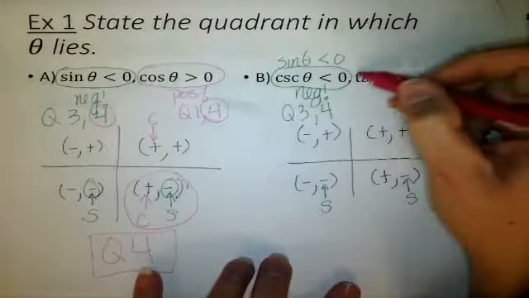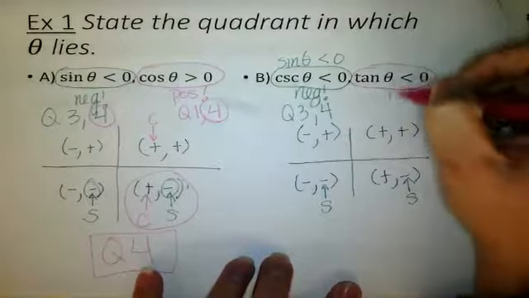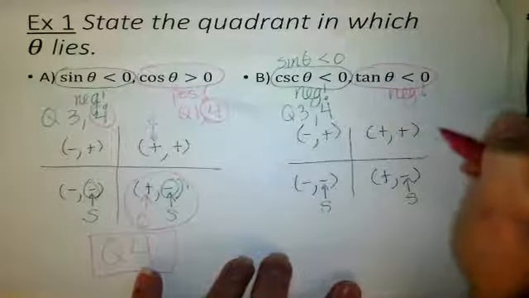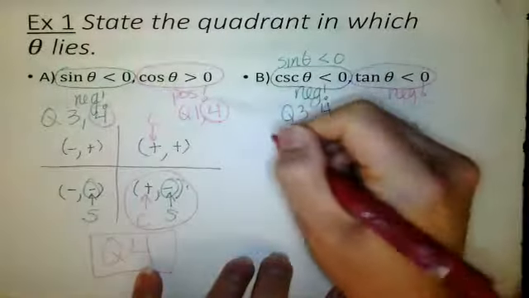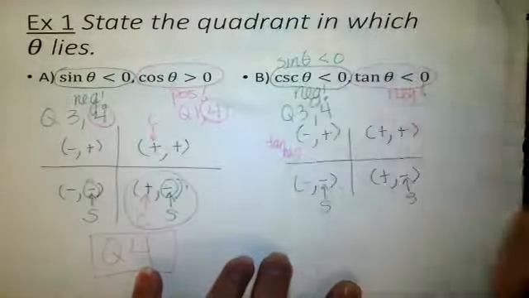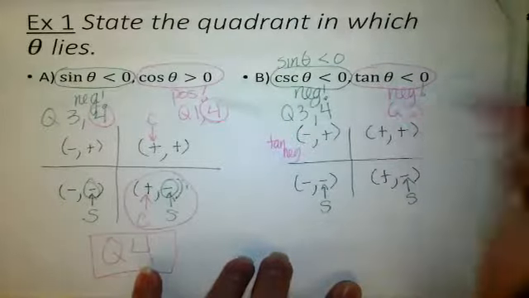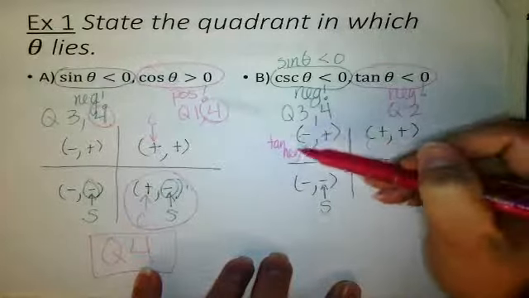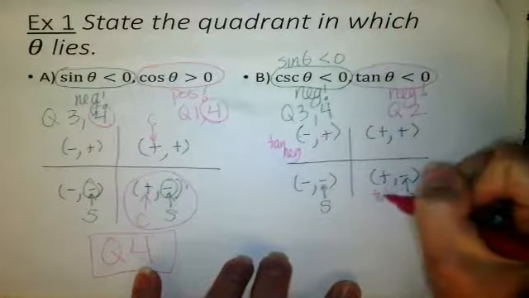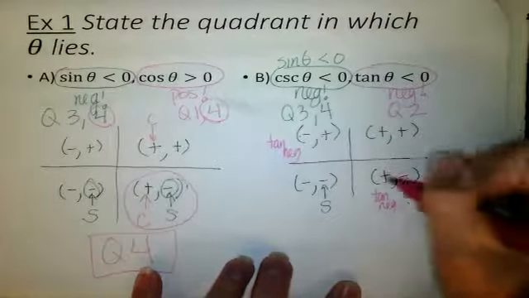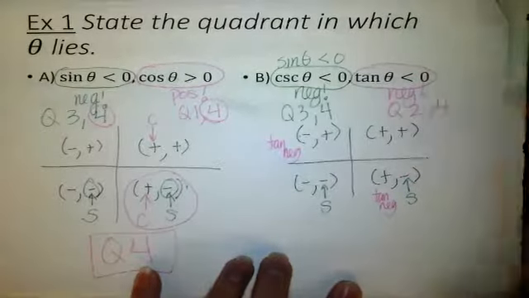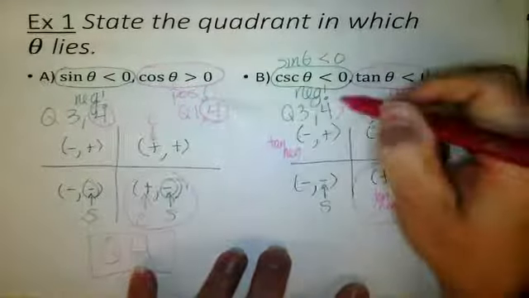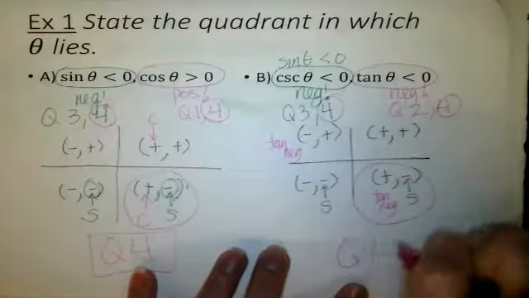All right, what about tangent? Where is tangent less than 0, or where is tangent negative? Here, why is tangent negative in quadrant 2? Yeah, because if you divide positive divided by negative, you get a negative result. And down here, tangent is also negative. Again, negative divided by positive is negative. So quadrants 2 and 4, which one works for both? 4, again. And they both have a 4, so quadrant 4.